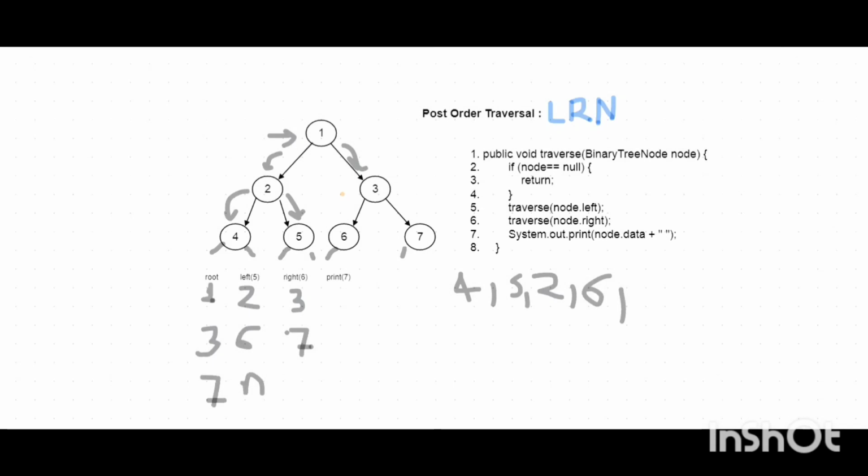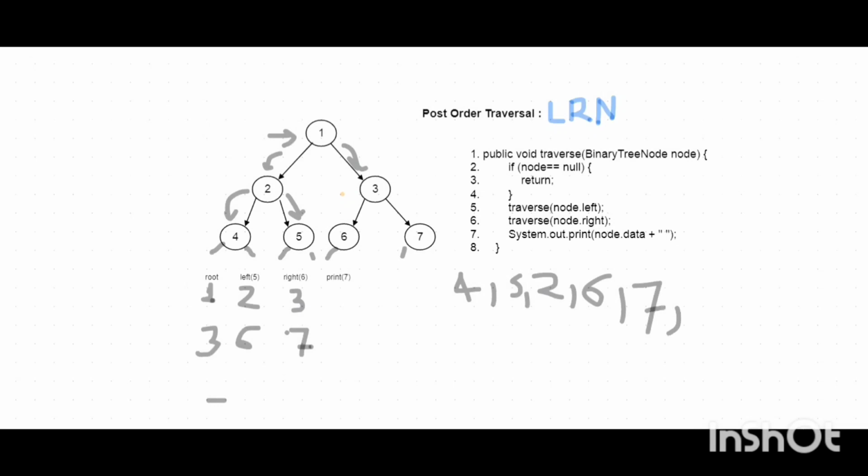For node 7, from line number 6, we'll be passing the right child. Right child is also null. We have nothing to visit here as well. So from the traverse method, control will return from line number 3. Once we are done visiting the left side and right side, we'll be printing node 7. So node 7 will be visited. After visiting node 7, we move back to node 3. Let me remove this entry for node 7.